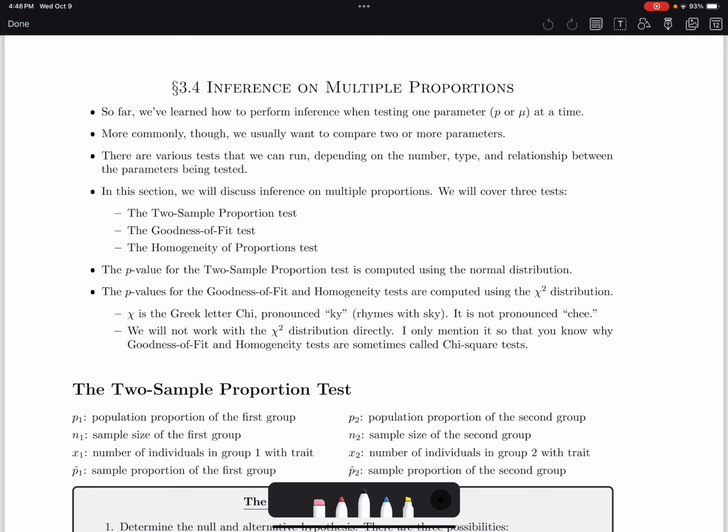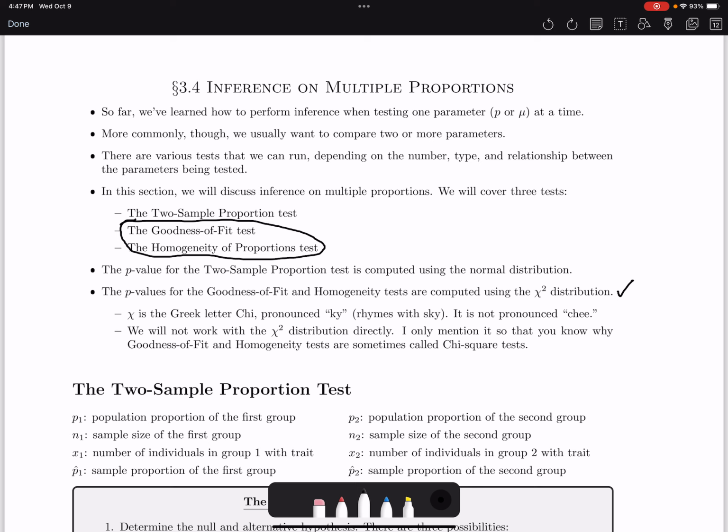Now, this first test, the two sample proportion test, the p-value for that test is computed using the normal distribution, which we're already familiar with. These two tests, though, the goodness of fit test and the homogeneity of proportions test, the p-values for those are computed using the chi-square distribution, which we have not talked about yet. Now, I'm not going to really take a lot of time to introduce you to the chi-square distribution because we won't be using that distribution directly to do the computations of the p-values. We're just going to use an app like we have before.